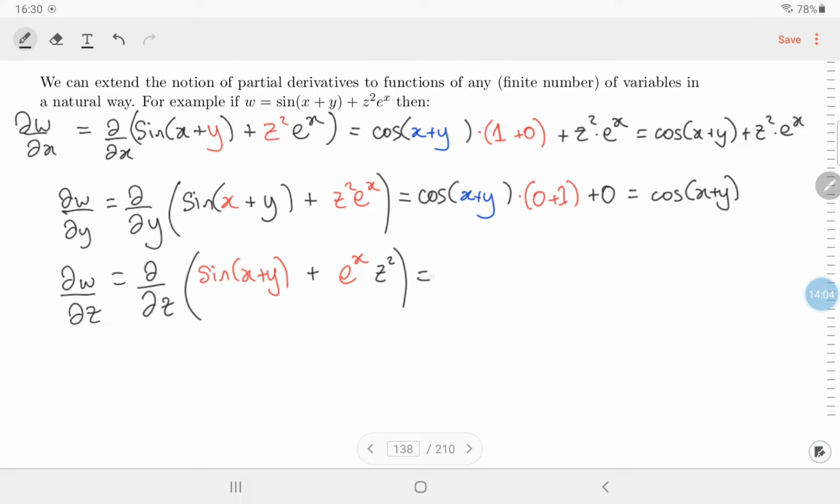And then the last one, well, because x and y are some fixed constant, sine of x plus y is a constant. And then differentiating the other thing, fix the e to the x. And then the derivative of z squared with respect to z is 2z, which you might write perhaps as 2z times e to the x for no particular reason. I think in the next section we might see derivatives with respect to 3 different variables.